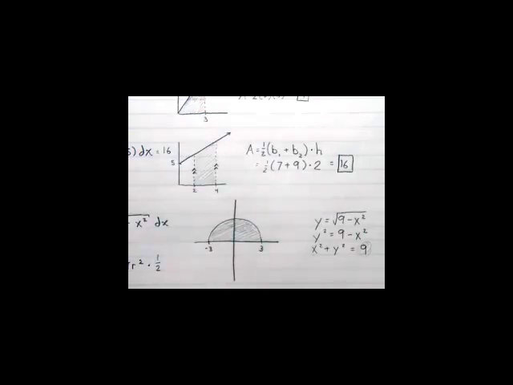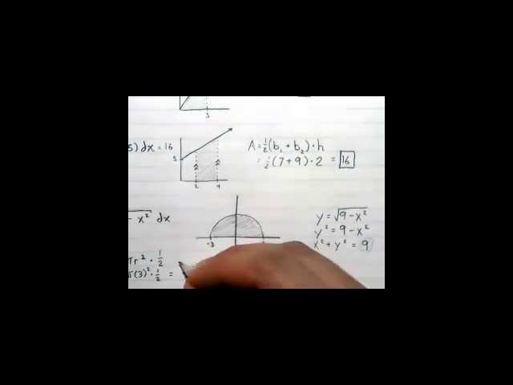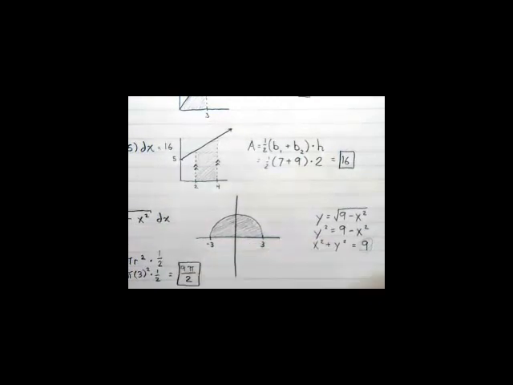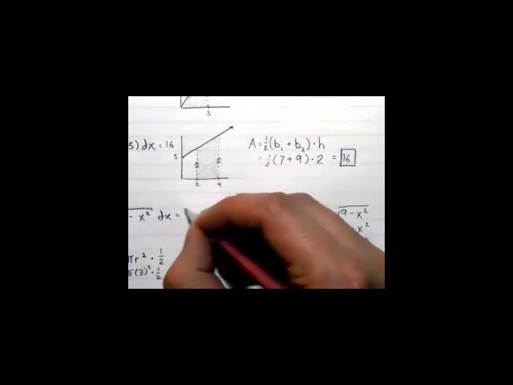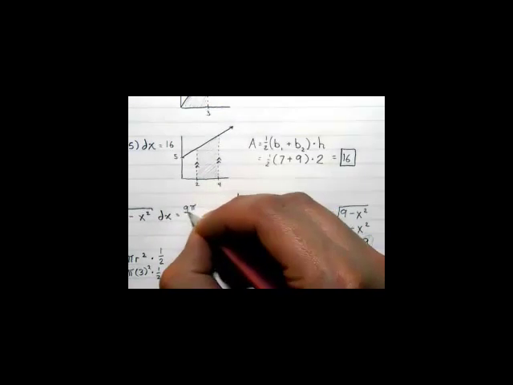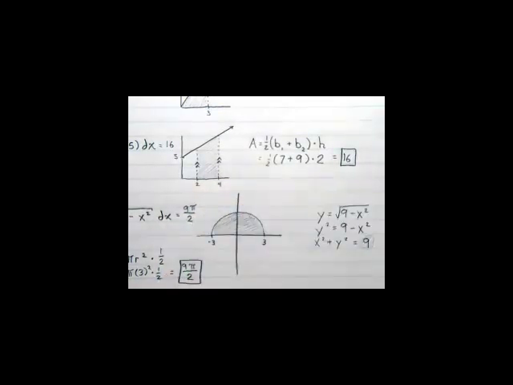Okay, so radius is 3. So let's plug in a 3. So pi times 3 squared times a half. If we want to make it a fraction, it'd be 9 pi over 2. So this integral, the integral of the square root of 9 minus x squared, is 9 pi over 2. That's how much area we got there.